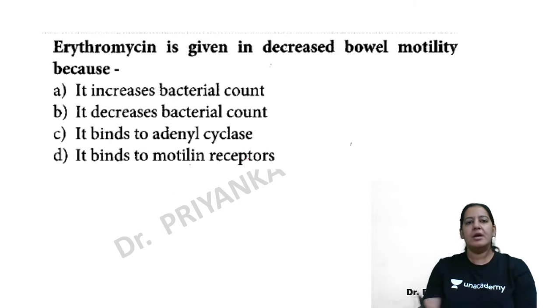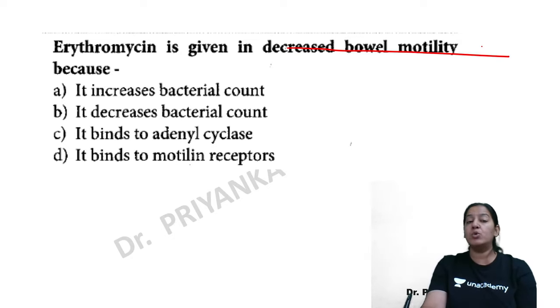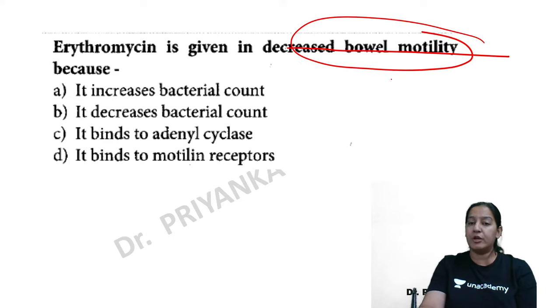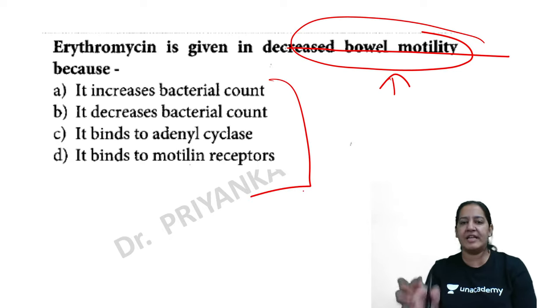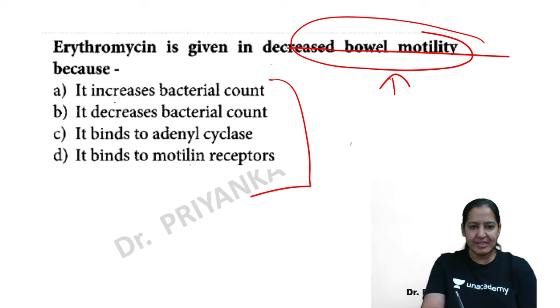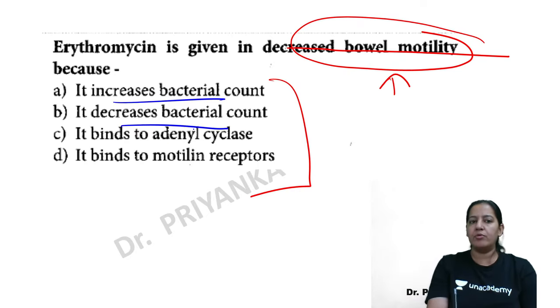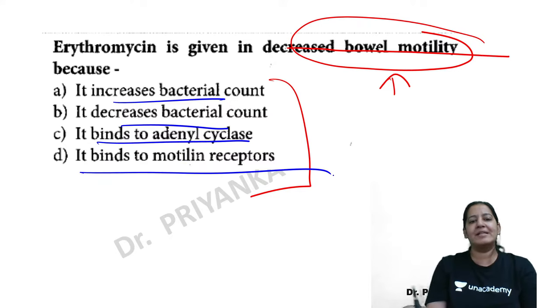What is the next question? Erythromycin is given in decreased bowel motility. Sometimes we use erythromycin in decreased bowel motility to increase the bowel motility. Why? How does it increase the motility, the peristalsis of the GIT? Common sense. It increases bacterial count. It decreases bacterial count. It binds to adenyl cyclase or it binds to motilin receptor.